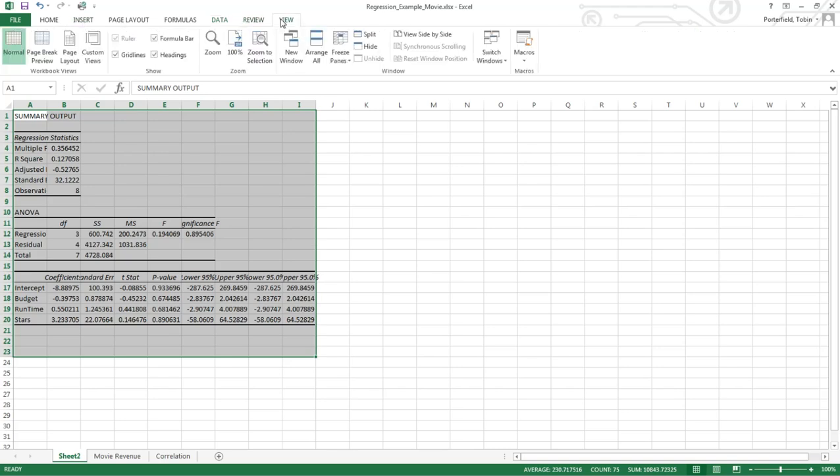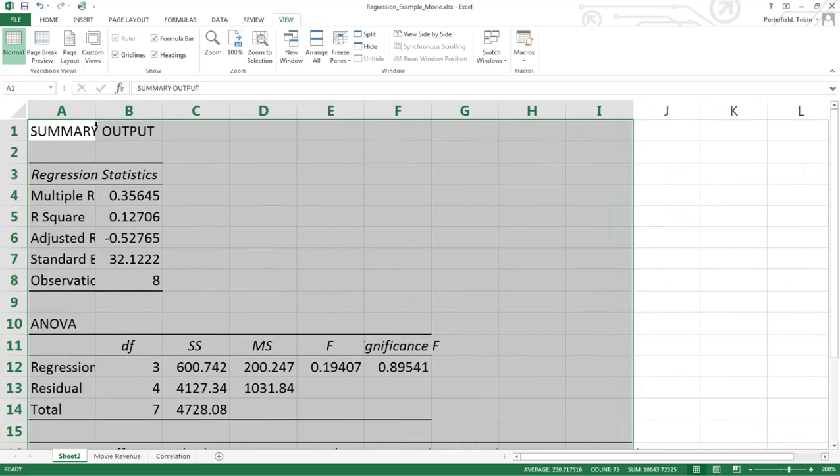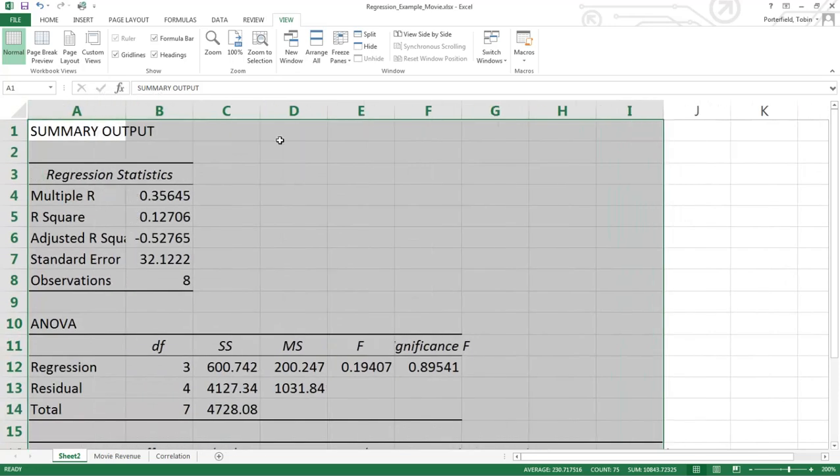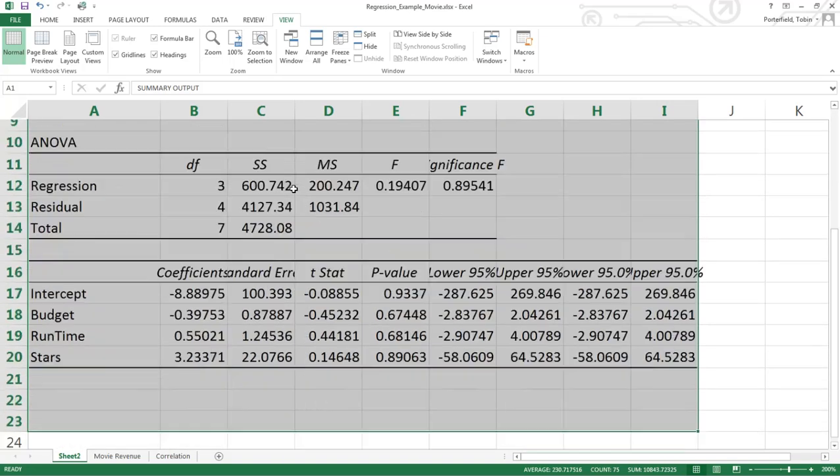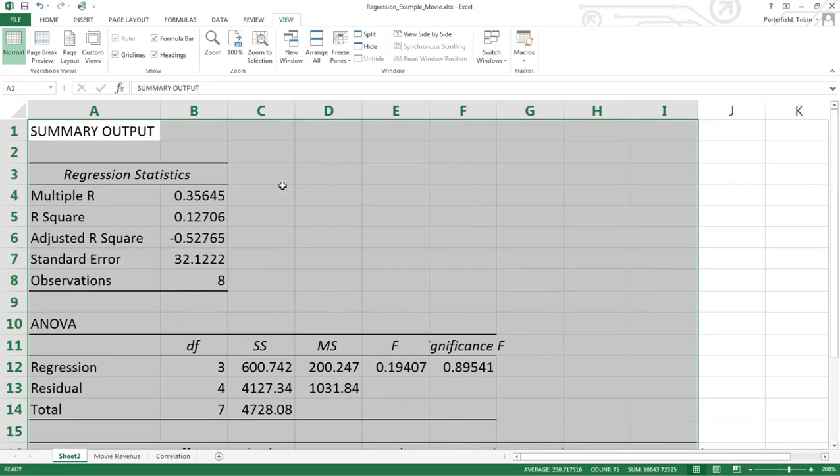So let me just make this a little larger so we can look at it. I'm going to show you a couple key items I like to look at on the analysis. So up top, you get basically three boxes. You get the regression statistics, the ANOVA, and then the coefficients. So let's start up here.